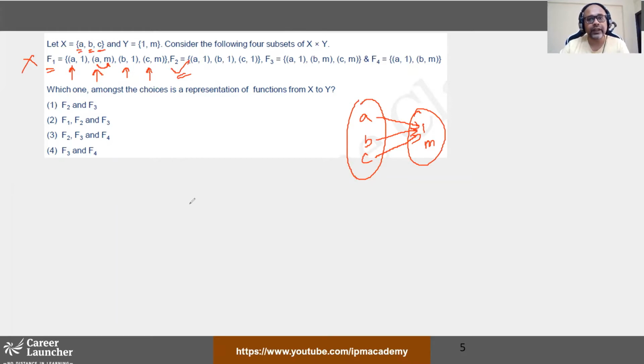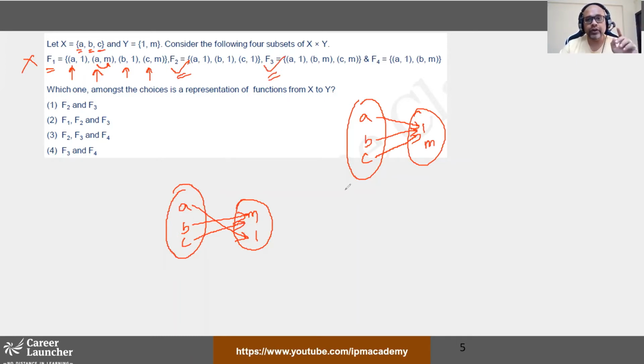If you look at F3, what happens? Again, you have A, B, C, and you have outputs M and 1. So A is going to 1, B is going to M, and C is going to M. Once again, all three inputs are covered, and every input has only one output. It is not having two different outputs. So it is a function.